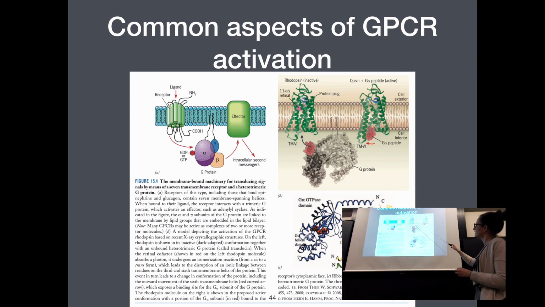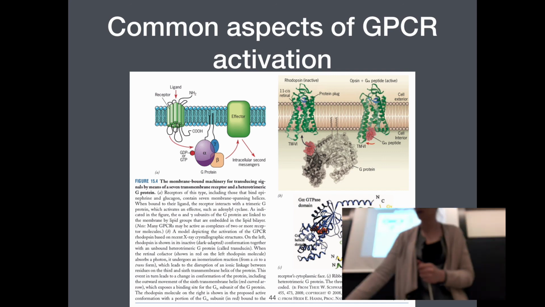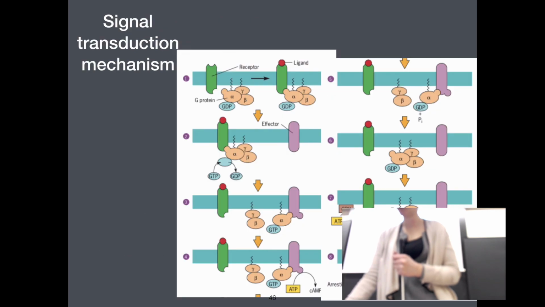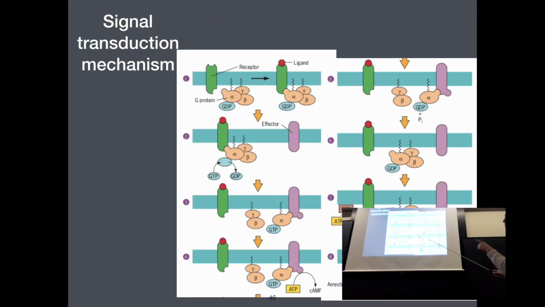And these can bind to a G protein. And when they bind to a G protein, then the G protein will cause something downstream. I'll come back to this slide in a second. I just want to show you this scheme. I think it's easier to understand.